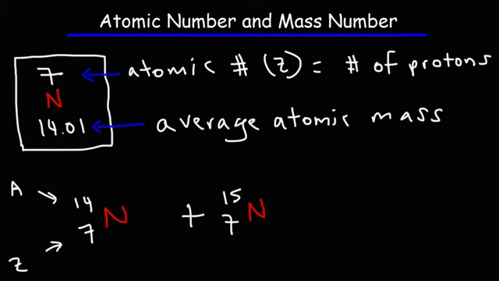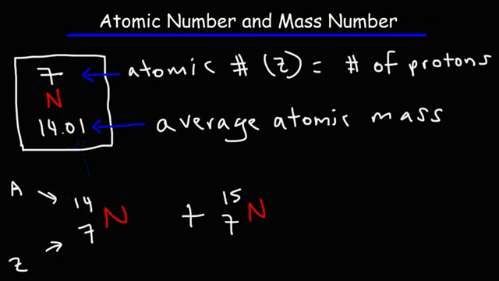So now you know the difference between the atomic number, the mass number, and the average atomic mass. So to review, this is the atomic number. This is the mass number. The mass number is a whole number. If you don't see a whole number, you're dealing with the average atomic mass.